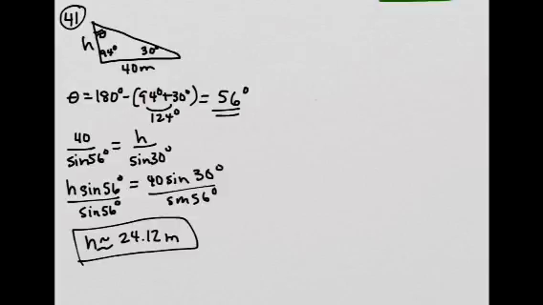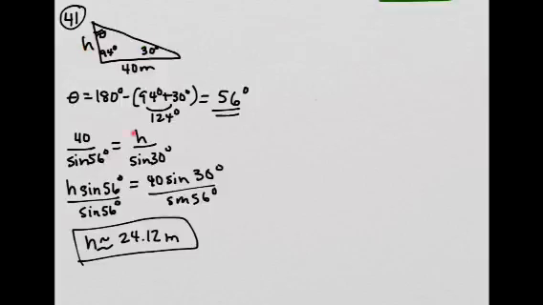We add 94 and 30, we get 124. Subtract 124 from 180, and we get 56 degrees. So that's this angle up here. So now I could set up 40 over sine 56 equals h over sine 30. So that's what I have here.